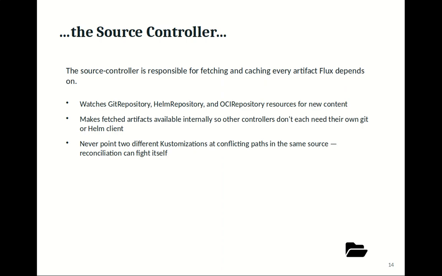The source controller. The source controller is responsible for fetching and caching every artifact Flux depends on. It watches GitRepository, HelmRepository, and OCIRepository resources for new content. It makes fetched artifacts available internally so other controllers don't each need their own Git or Helm client. Never point two different Kustomizations at conflicting paths in the same source. Reconciliation can fight itself.